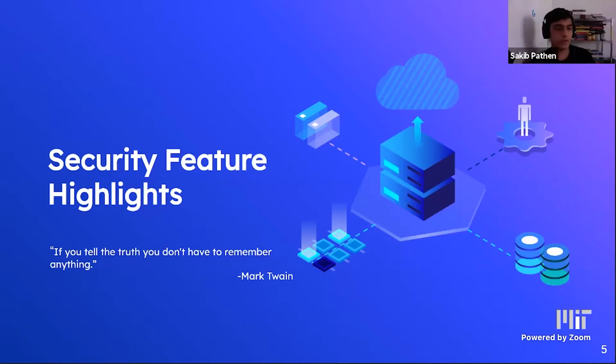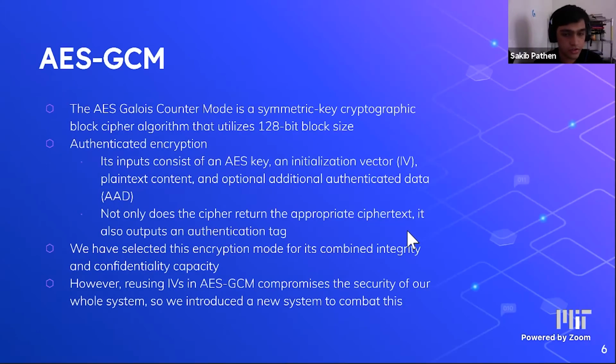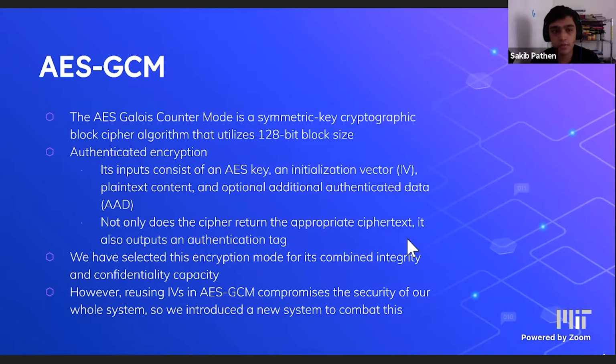So here are our security features that we implemented. The AES algorithm we use for encrypting our firmware is called AES GCM. Like other AES algorithms, its input consists of an AES key, initialization vector, and the plaintext. However, unlike other AES implementations, we also have the option of sending additional authenticated data, which can be useful when sending the version to our bootloader. This cipher returns a ciphertext and an authentication tag, providing both confidentiality and integrity.